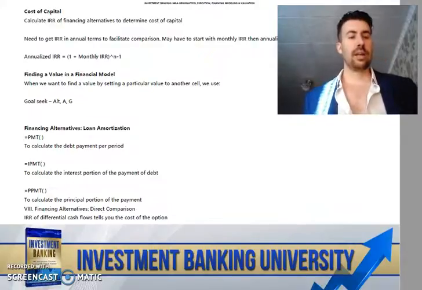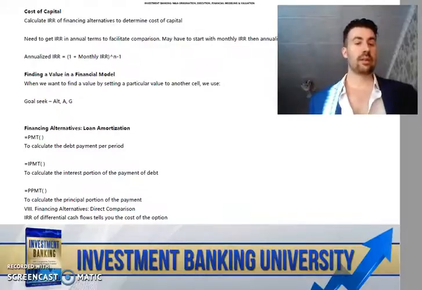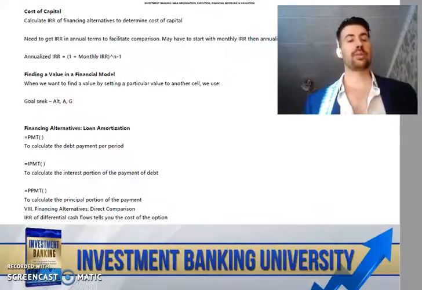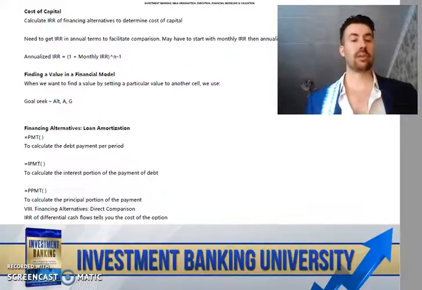When we need to find a value in a financial model, we use what's called goal seek. We want to use another cell and find a value by setting a particular value in another cell. We use goal seek, and that's Alt-AG. We're going to talk about how to do that a little bit later on in the course.